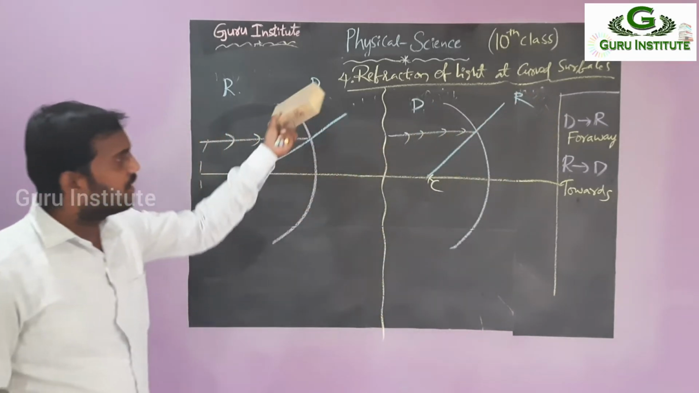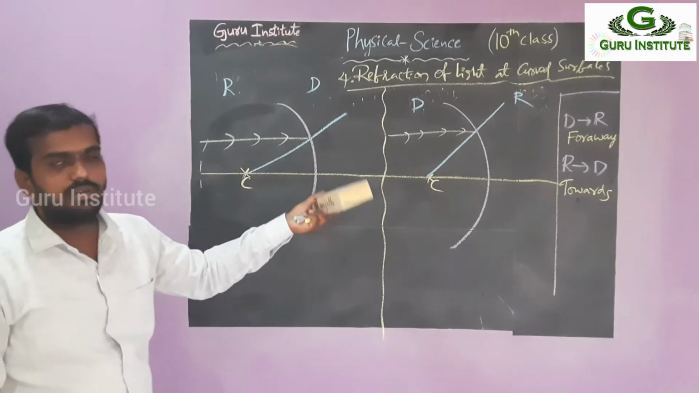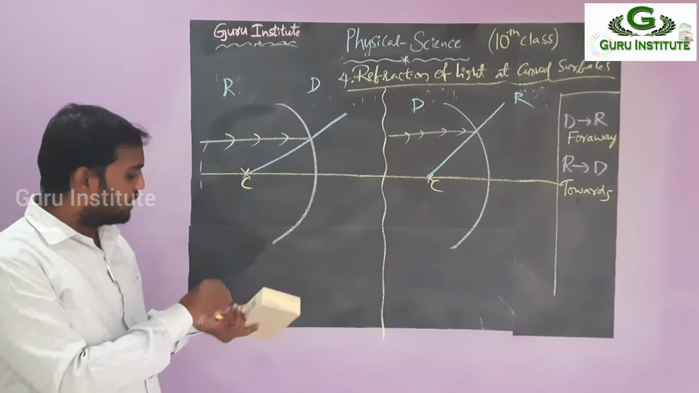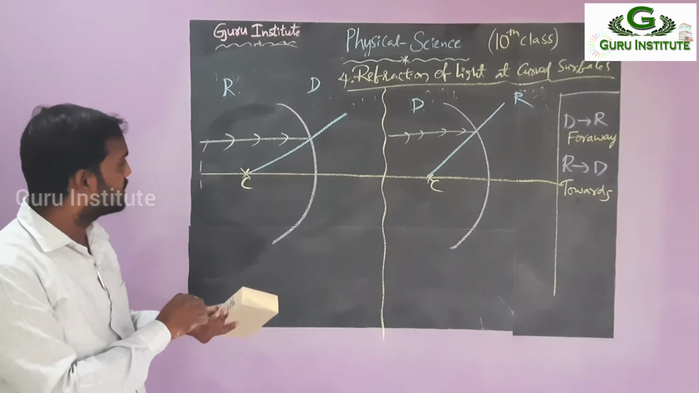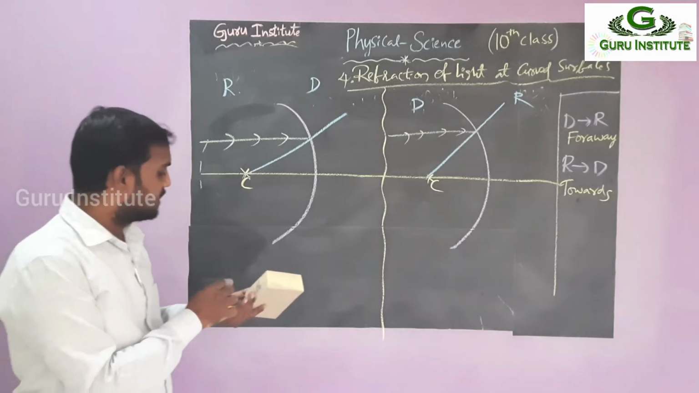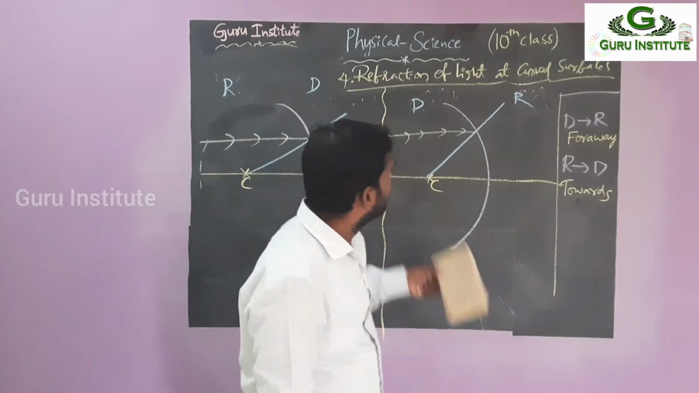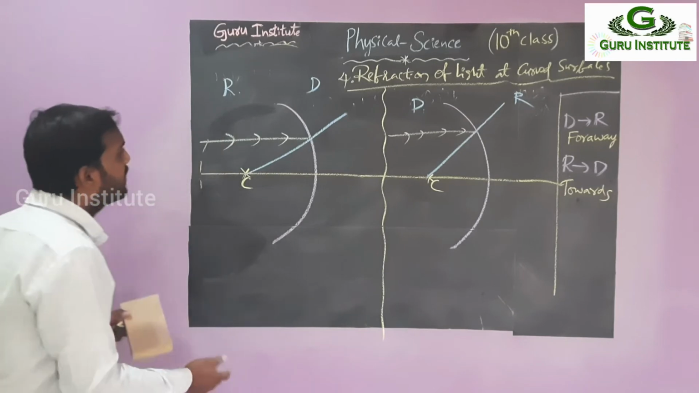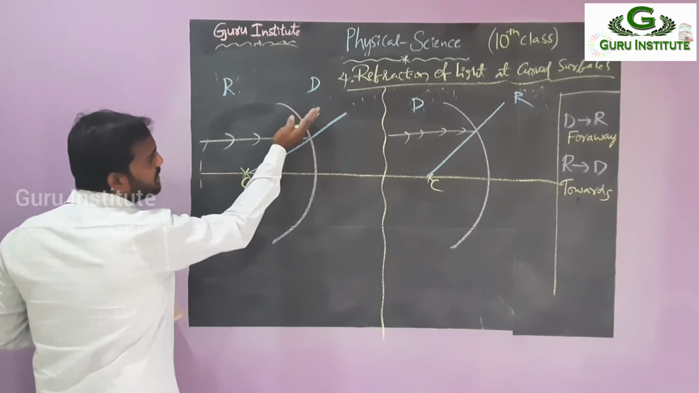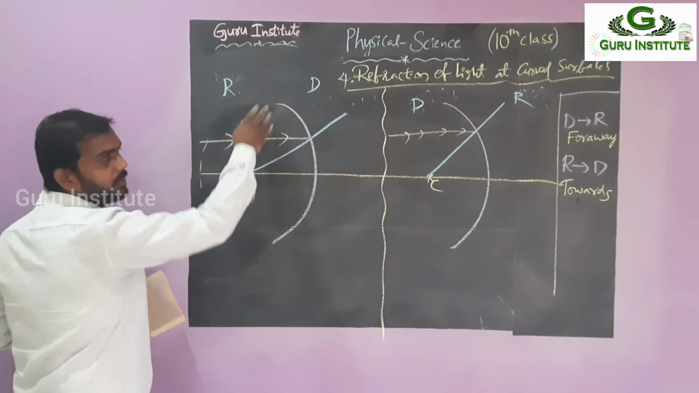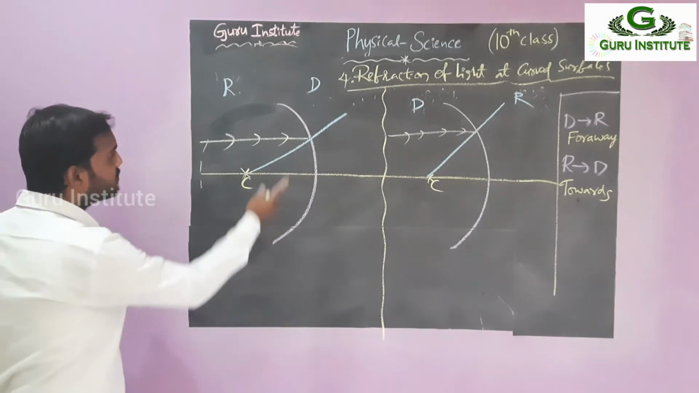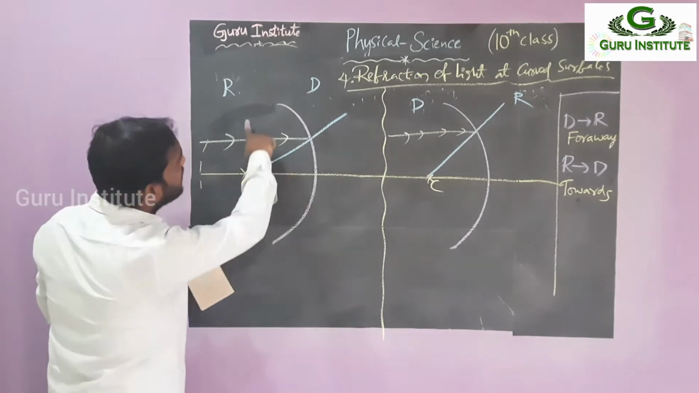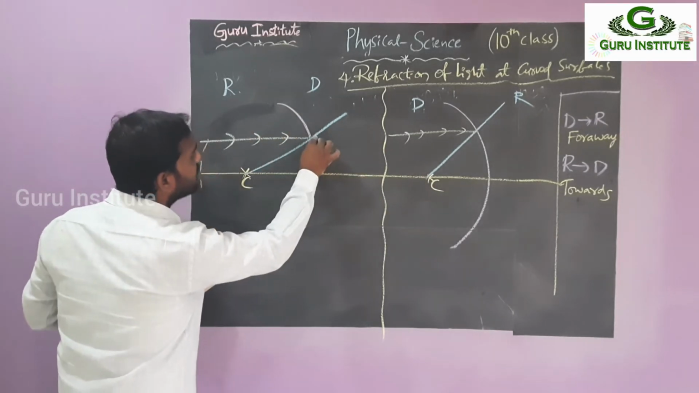I am not taking the n and v values here, always remember that. So rarer to denser, rarer to denser. Just observe and tell me where we will get the image. Rarer to denser. Again rarer to denser. What is that? Towards the normal. Where is the normal? Normal is here. So this upper side is before the normal. Where the incident ray is, that is the first medium. So this upper side is the first medium. This bottom side is the second medium. So rarer to denser, that is towards the normal.